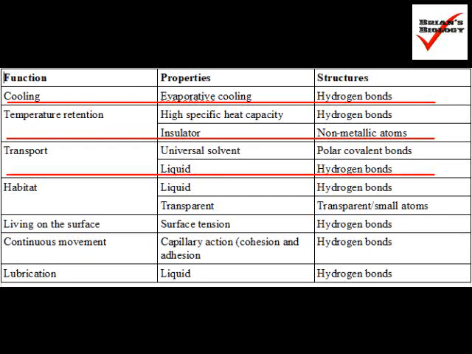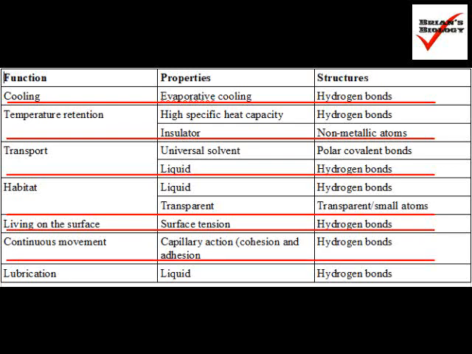Transport, moving things around, whether that's blood pumping around the body or even cytoplasm moving within the cell. Habitat, many animals actually live in the water. Of course, there's also living on the surface as a habitat as well. Continuous movement, we'll talk a little bit more about this when we talk about objective number two, but that water moves in a way that drags other water molecules with it. That's extremely important when it comes to things like the capillary action of plants.